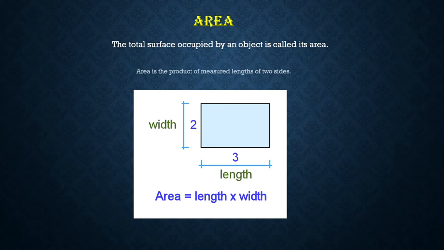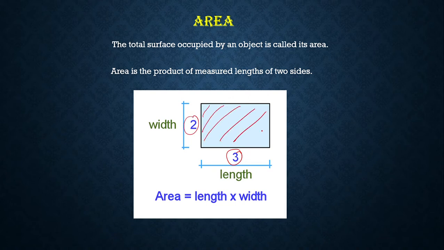For example, width over here. So whenever you find an area, we find the product of the measured length of two sides. So any two sides we measure. It's a two-dimensional figure, so we measure length and breadth, or length and width. So the length is 3 and the width is 2. We multiply length and width, and whatever amount we get is the area, that is this shaded portion.